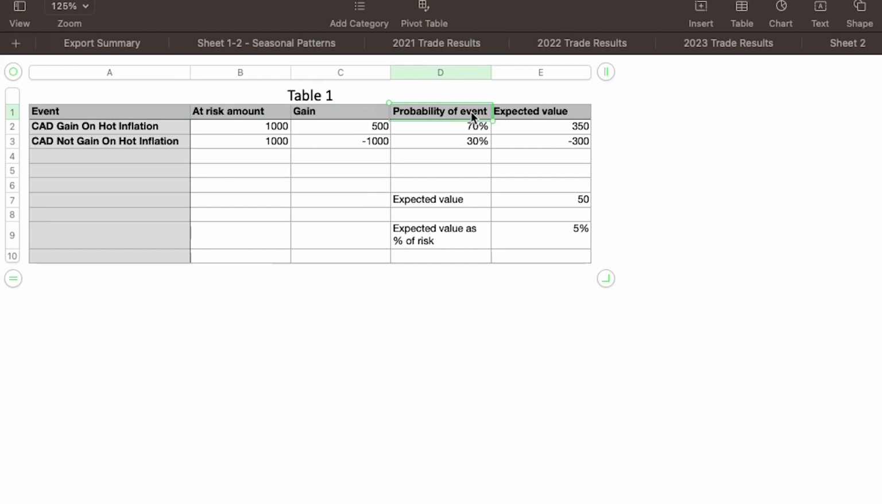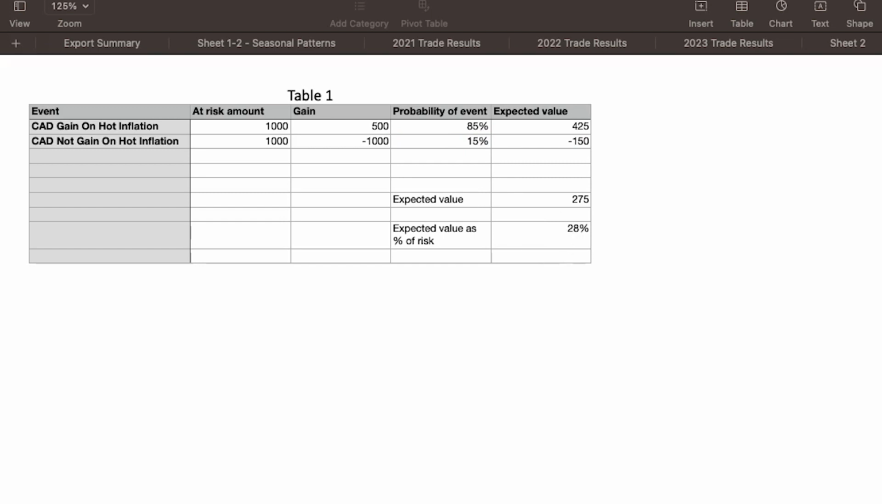Now, you can convince yourself that something's almost certain when it isn't. So what I would say is that this is a little bit of art rather than a science. So be hard on yourself. Here, for instance, CAD gain on hot, I think it's 95%, but let's say I'm going to give it 85%, just to give myself a little bit of margin for error. Maybe I was being a bit optimistic. Maybe I'm a bit enthusiastic. But still, it's worth doing.